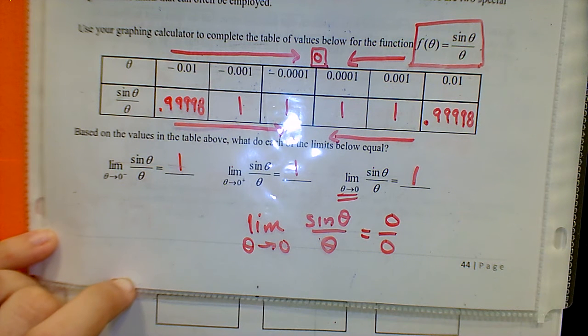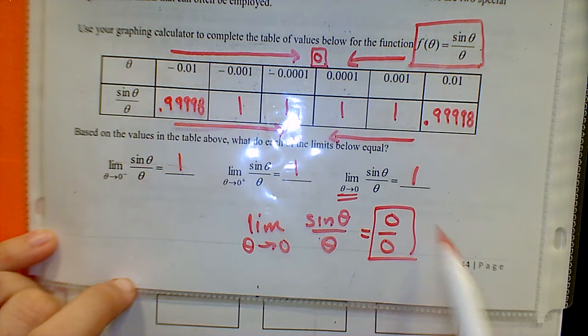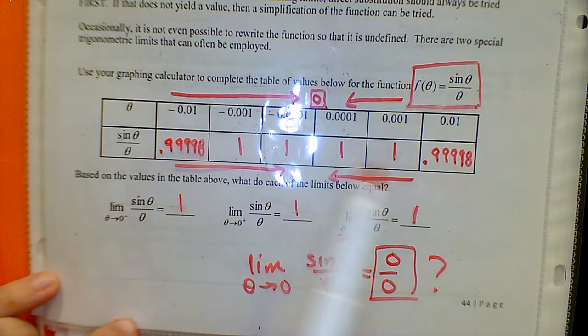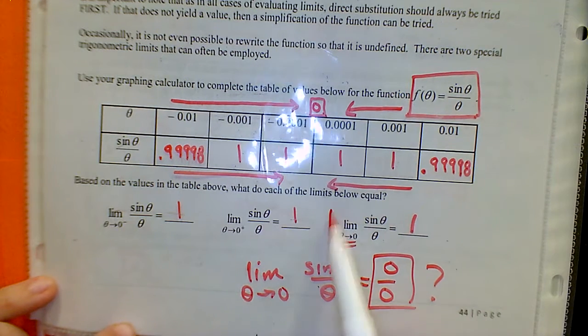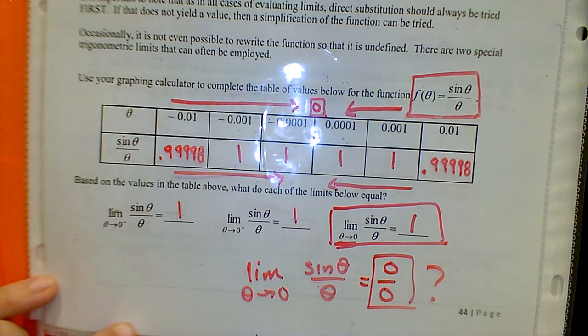So if we go through every single option that we've discussed and nothing works, how the heck do we get around that issue of the hole? And that's when a calculator might be necessary. But right now, now that we've used a calculator, we know that this limit will always be 1.